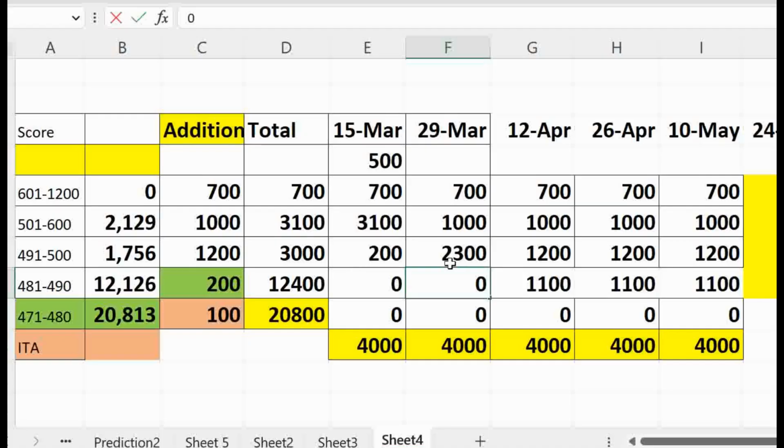So if we pick up 2300 from this slab, that means we were having 2800 earlier, 1200 more will be added, 2800 and 1200, that will make around 4000. So let's move further.